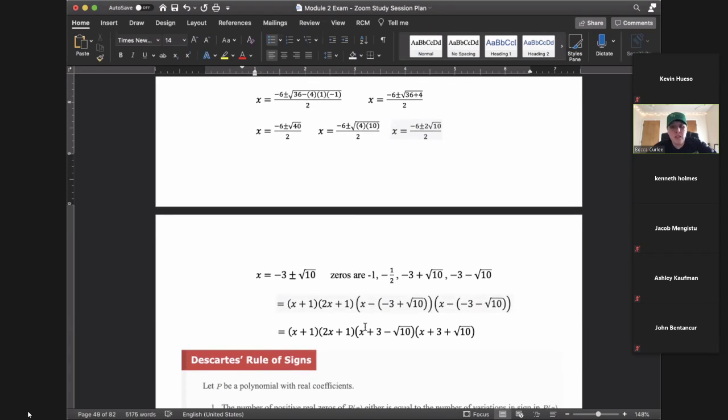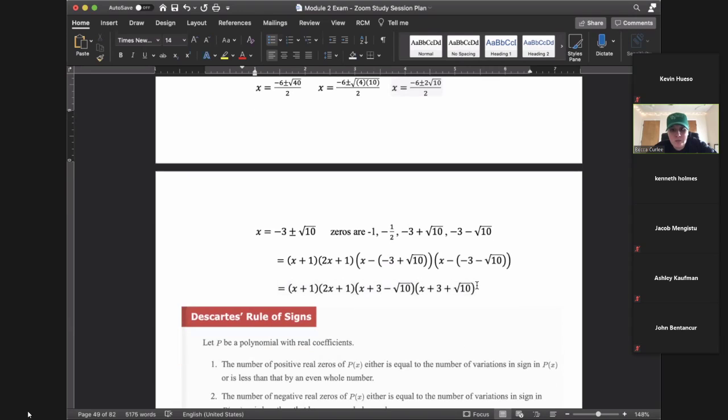You can just plug them all in to x minus c. So really when you're doing x minus c, you're just going to plug in that value into parentheses. So you can say x plus 1 times 2x plus 1 times x minus (-3 plus square root of 10) times x minus (-3 minus the square root of 10). When you do that, you can see that x minus -3 is x plus 3, and x minus a positive square root of 10 is x minus square root of 10. So it looks like this. Then you've got x minus (-3 minus the square root of 10), so you've got x plus 3 plus the square root of 10, because x minus a negative square root of 10 is x plus square root of 10.